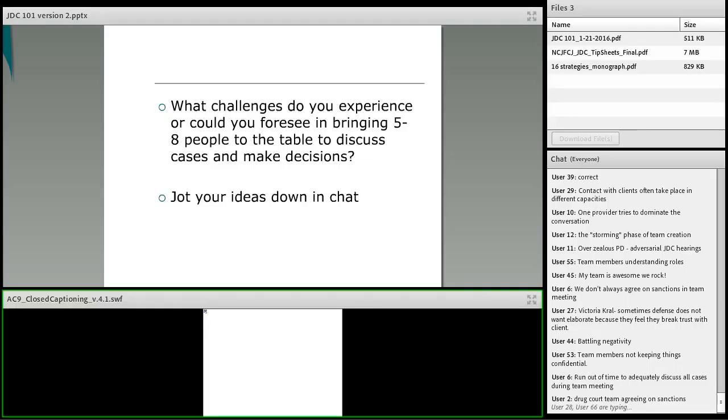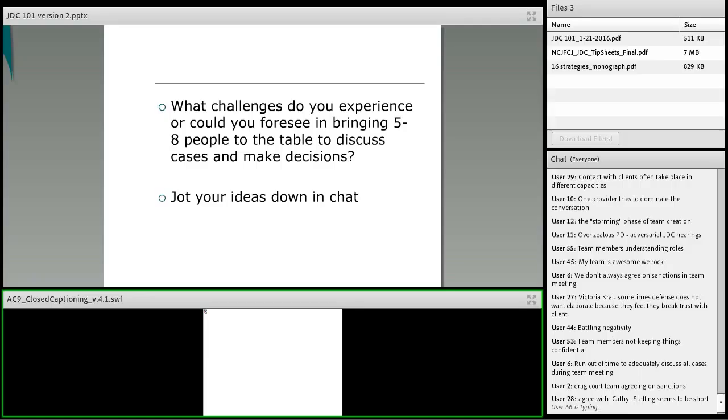This is the biggest challenge we see in the longevity and sustainability of our courts, is that it's really, really easy for courts to drift away from their original missions as soon as we add in some new team members who don't always buy in.